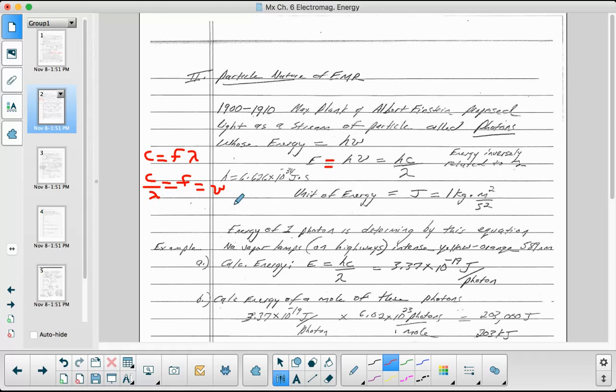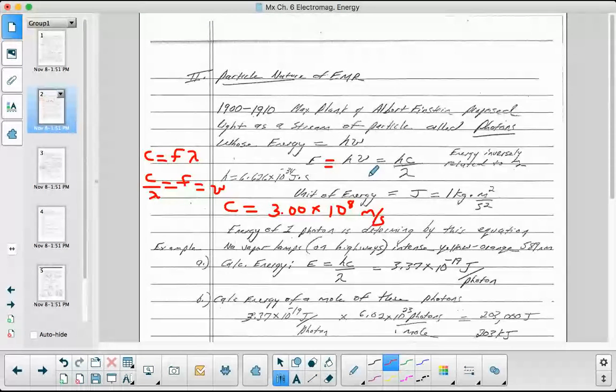And c, if I didn't mention it in the last video, the speed of light, is a constant, and it's going to be 3 times 10 to the 8th meters per second. So that's what you'll always use for the c value in this equation.